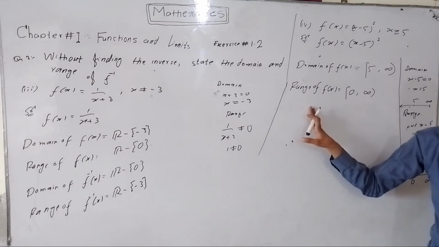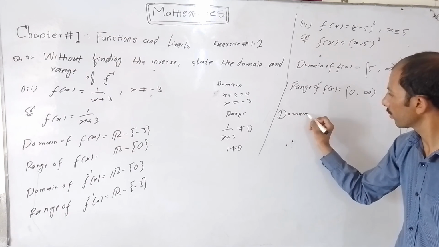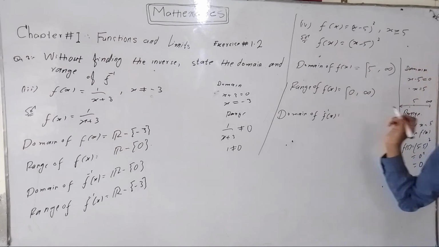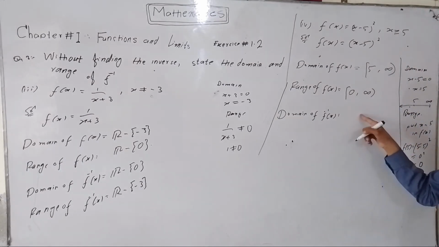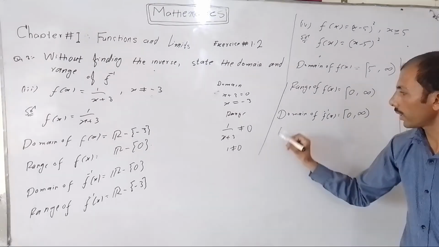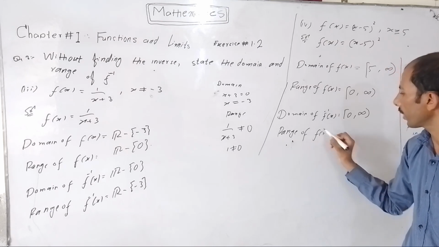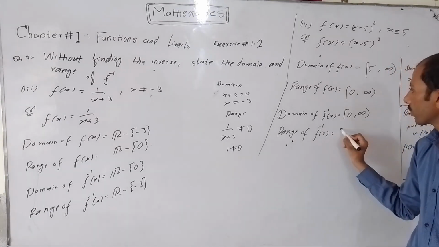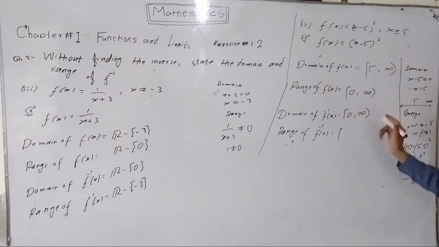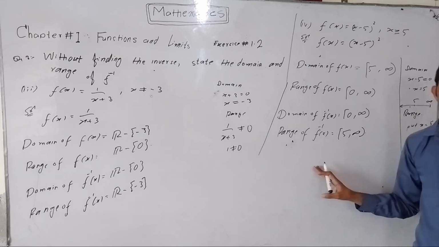Next, domain of f inverse of x is equal to the value of the range of f of x, which is 0 to infinity. Range of f inverse of x is equal to domain of f of x, value 5 to infinity, which is the required solution.